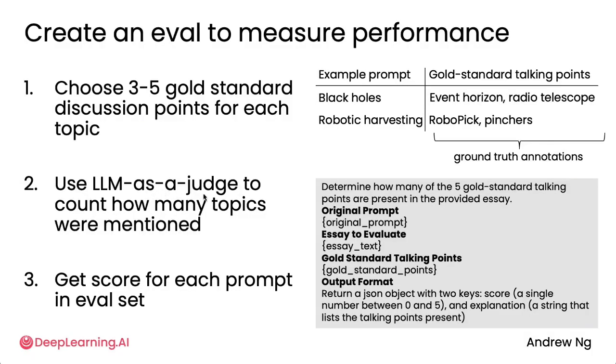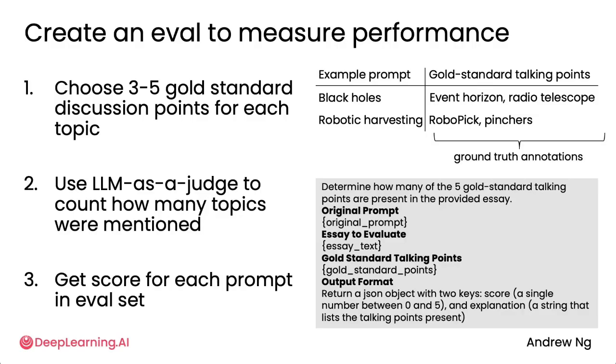In this example, I'm using an LLM judge to count how many of the talking points were mentioned because there are so many different ways to talk about these talking points. And so a regular expression or code for simple pattern matching might not work that well, which is why you might use an LLM judge and treat this as a slightly more subjective evaluation for whether or not, say, event horizons were adequately mentioned. So this is your third example of how you might build evals.